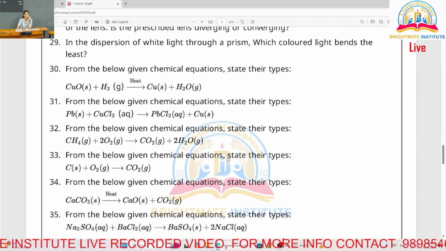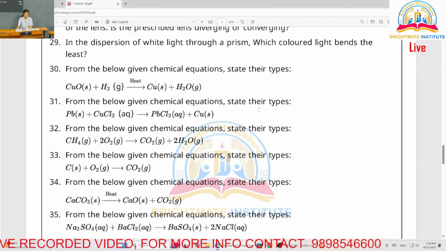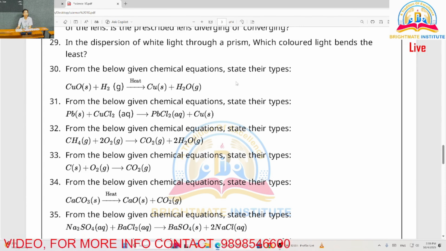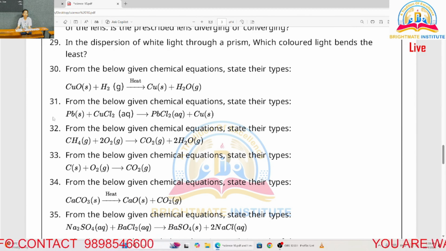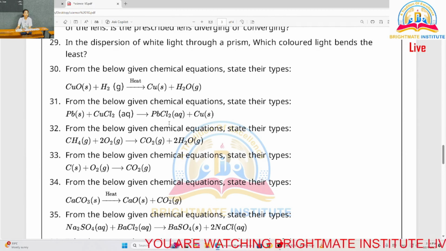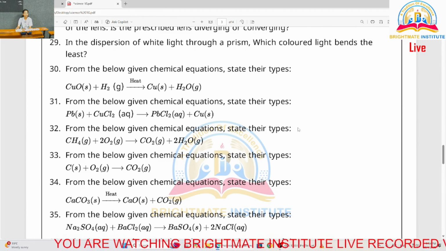31, from the below given chemical equation, state their types. So Pb plus CuCl2 gives PbCl2 plus Cu. Again here the displacement reaction takes place, because chlorine is with copper and it then goes with lead. Because of the reactivity series, we have studied that Pb is more reactive than Cu, and so Cl2 goes with Pb, and this is the displacement reaction.